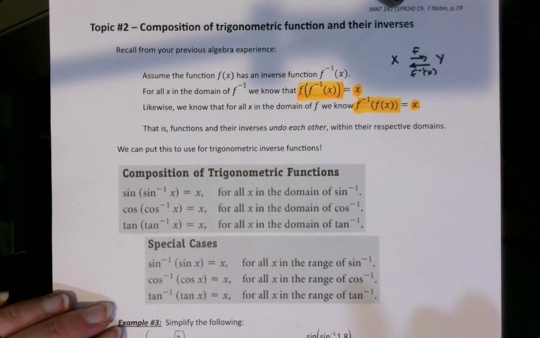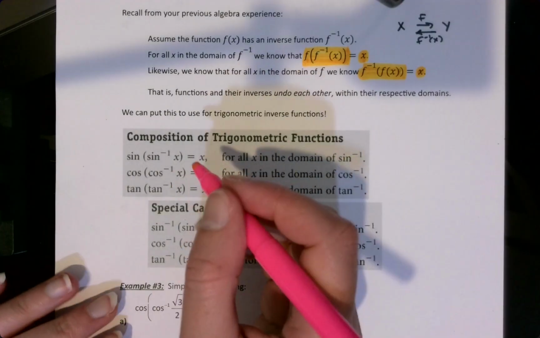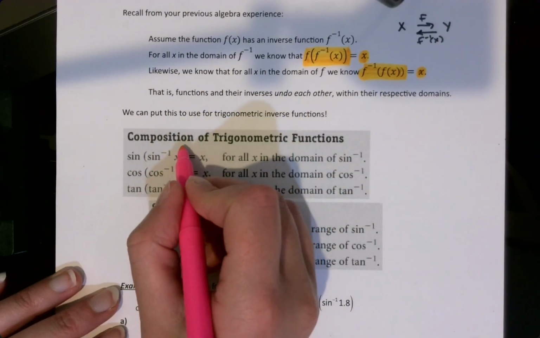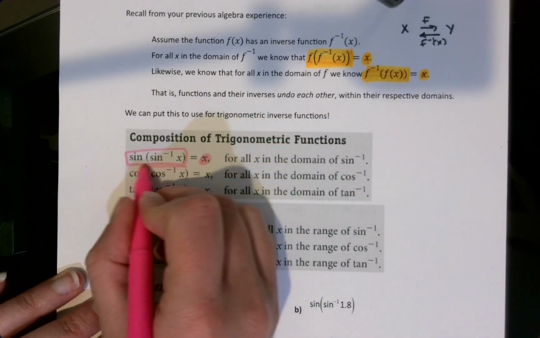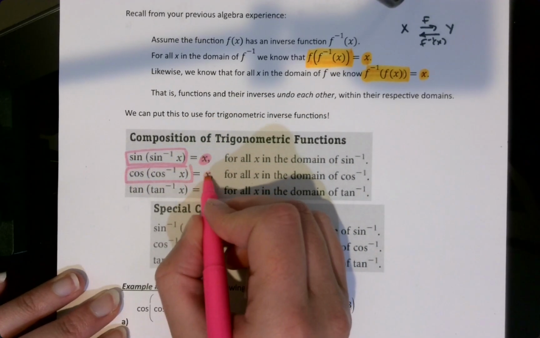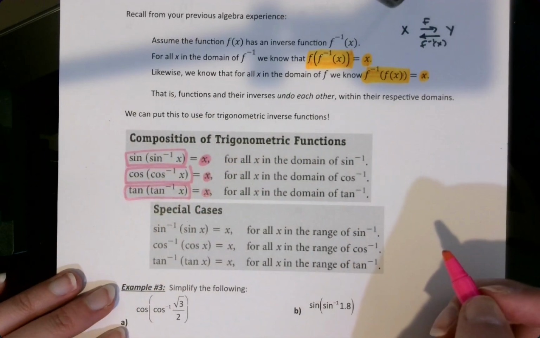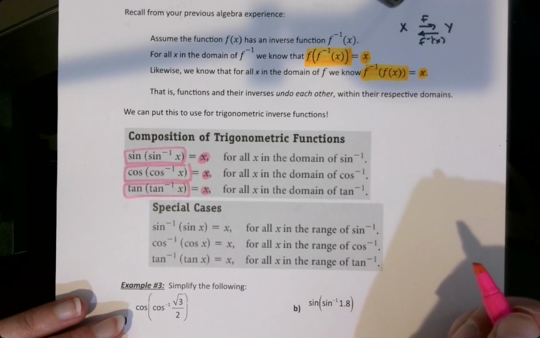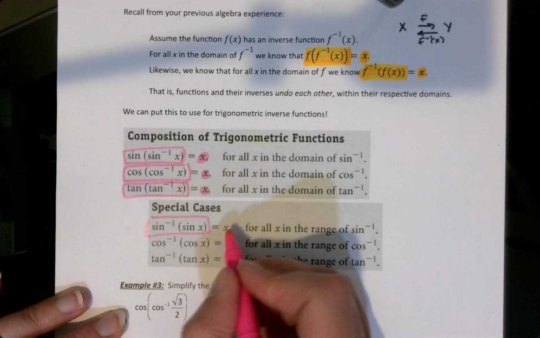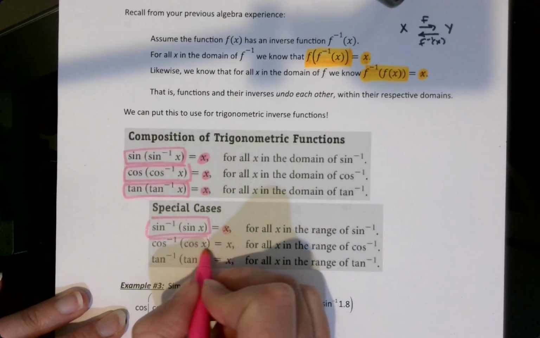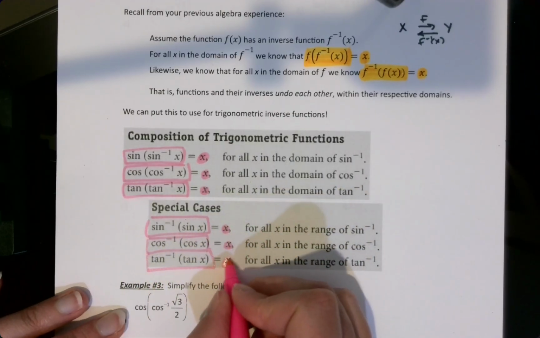So we can put this together for use in trigonometric and inverse trigonometric functions. So sine of inverse sine of x is going to give us back x. Cosine of inverse cosine of x is going to give us back x. Tan of inverse tan of x is going to give us back x. Similarly, you can go in the reverse. Inverse sine of sine of x, back to x. Inverse cosine of cosine of x, back to x. And inverse tan of tan x, back to x.